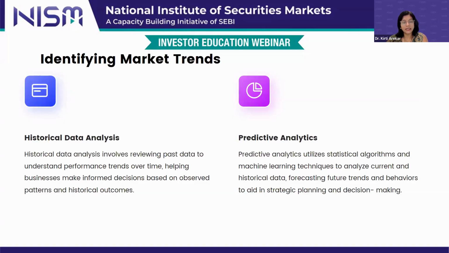So basically, historical data gives you a feel for how the previous data performed. We are reviewing the past data to understand the trends over time, which will help the investor, the market, or the businesses to take an informed decision based on the patterns and the historical outcomes. But again, it is based on historical data, so we are just identifying the performance of that particular company and how it will behave.